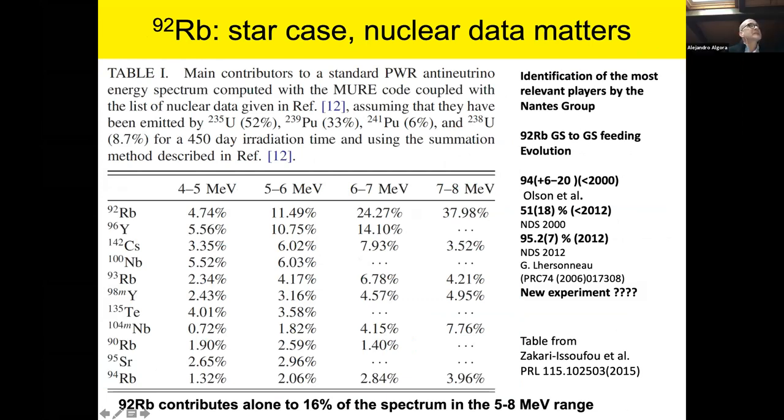The first step was the identification of the most relevant players by the Nantes group. They have been playing a key role in these measurements. And you see here a table which shows the relevance of the different cases. This table is published in this article. Rubidium-92 is a star case because it contributes alone 60% of the spectrum in this range. And in one of the last energy bins, it amounts to approximately 38%.